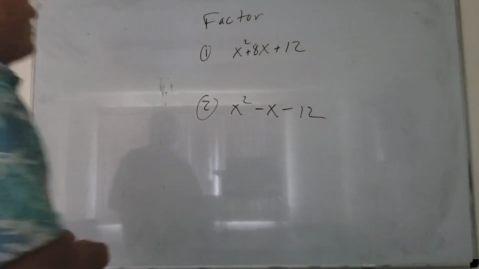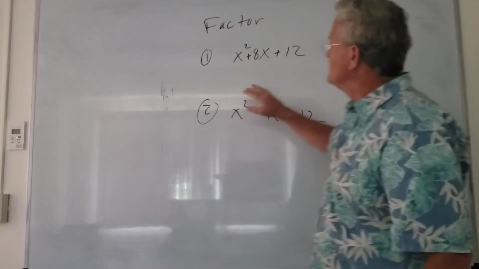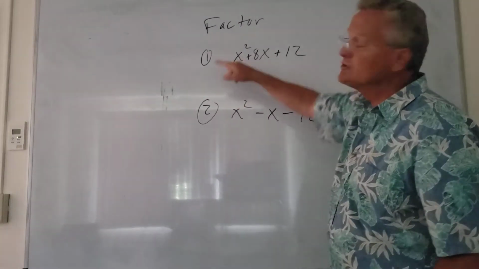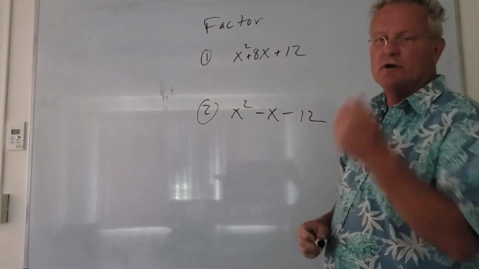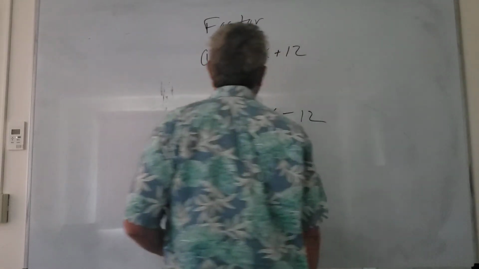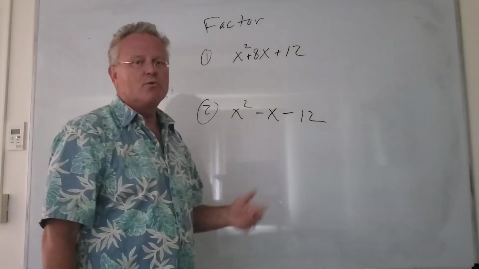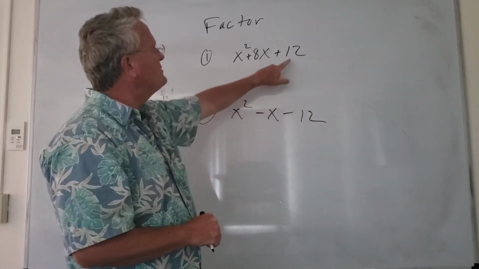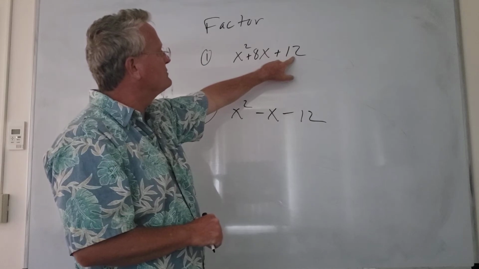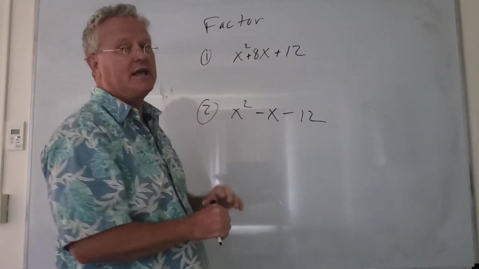Okay, to factor quadratics, and we're only going to do the type where you have an x squared. There's no number in front of x squared. Well, there's a 1, but there's no other number in front of x squared. So to factor these, the question we've got to answer is: what two numbers multiplied equal 12, but when we add them, you get 8?